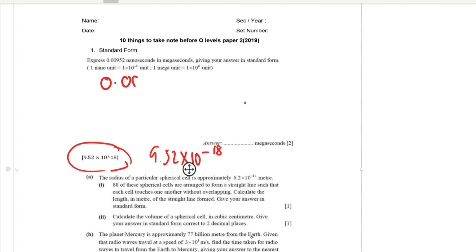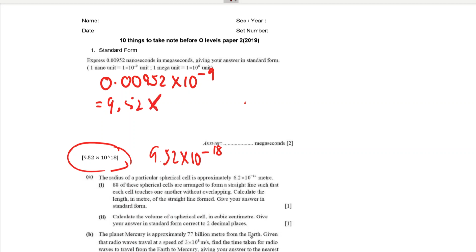So 0.00952 in nano means times 10 to the power of negative 9, and this is given already. So let's change it to standard form first. It's 9.52 times 10 to the power of negative 3, then times 10 to the power of negative 9, which means this equals 9.52 times 10 to the power of negative 12.